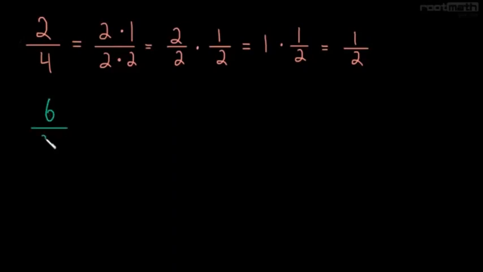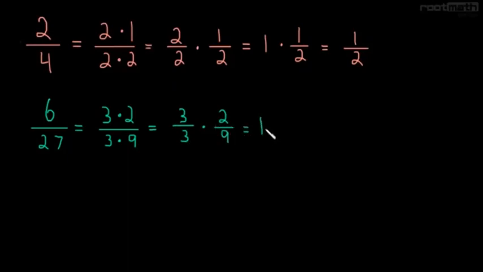Let's see another example. 6 over 27. Well, 6 is 3 times 2, and 27 is 3 times 9. And again, we can split this up into two fractions. So we end up with 3 divided by 3 times 2 divided by 9. The 3 over 3, that just becomes a 1. So we're left with 1 times 2 over 9, which of course is just 2 over 9.